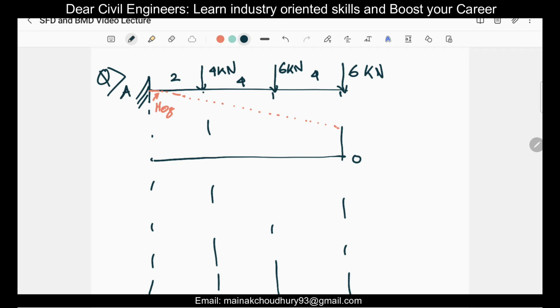So this is 0 and this is 6. Since we know the sign convention of the shear force, for the shear force diagram, the sign convention is this one. If you're going from right to left, then it is coming like this, so it is positive, so it is 6 here.